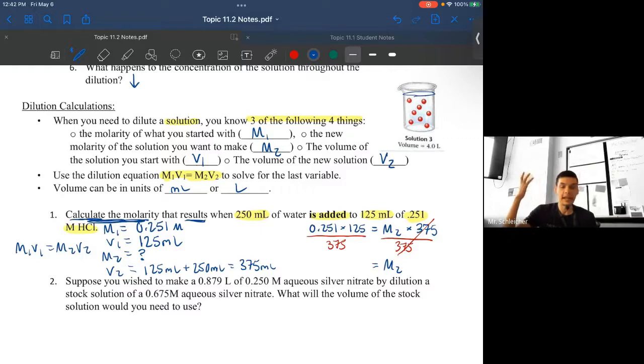So the left side, I'm just going to calculate as is. You can plug that into the calculator as is. And you can do 0.251 times 125 divided by 375, which gets you an answer of 0.0837 molar or so as our brand new concentration.